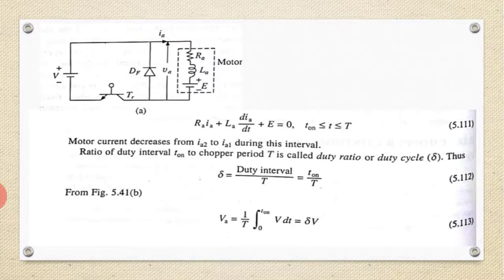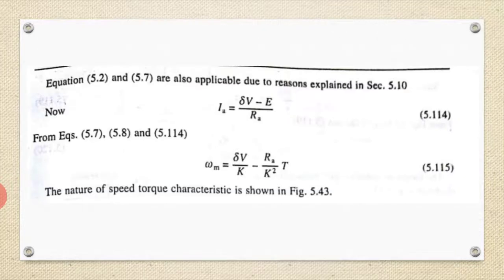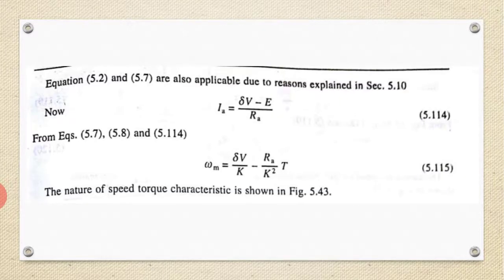Here we will get delta V. What I explained here is that during the freewheeling action, the KVL through the motor and diode gives RaIa plus La di by dt plus E equal to 0, between T on to T, when the switch is turned off. With the help of this we will get the armature current and the speed omega m in radians.